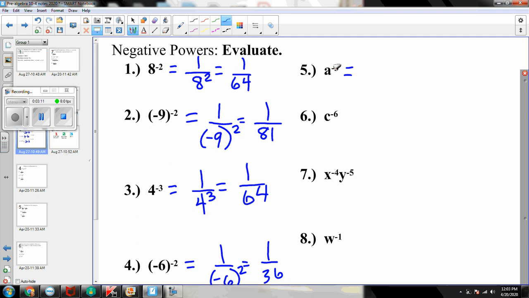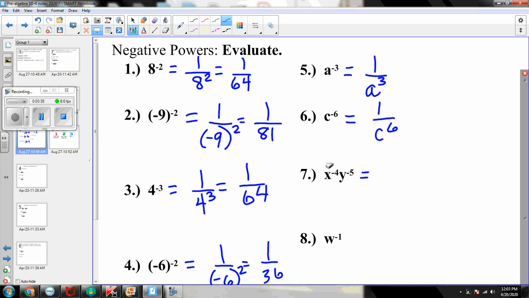So if the exponent's negative, we move it to the denominator. The -3 would become a +3. So my answer would be 1 over 8 to the third. On number 6, c to the -6 would be 1 over c to the 6. When you move it to the denominator, the exponent is no longer negative, it's positive. The exponent being negative just means move it.